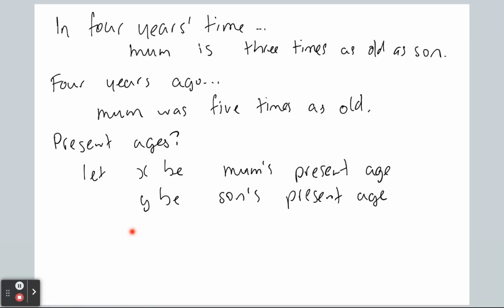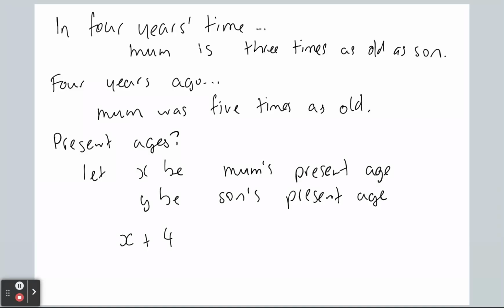Now, if you can't make sense of it because there are variables involved, go to actual numbers and see what you do. If mum was 20 years old, how old would she be in 4 years' time? 24, right? What about if mum was 30? How old would she be? 34. What about 40? 44. What are we doing every single time? We are adding 4 to the age. So that means that in 4 years' time, mum will be X plus 4 years old.